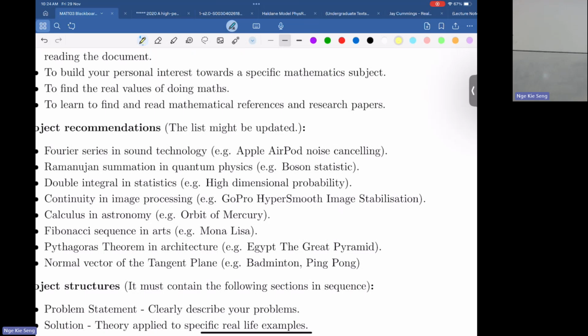Nowadays there are Sony, JBL and Sennheiser as well. We will get into it later. The other one is Ramanujan summation in quantum physics. Maybe you can talk about Bose statistics and so on. We have just gone through double integrals, and you should have seen double integrals in statistics. Then you can talk about higher dimensional probability.